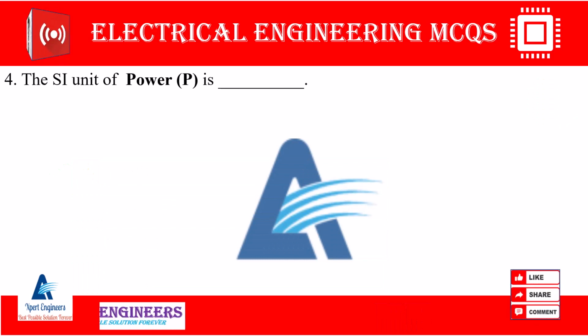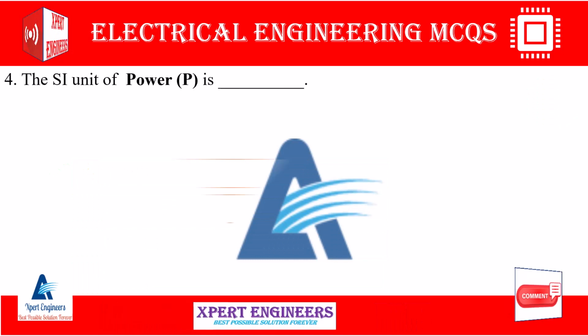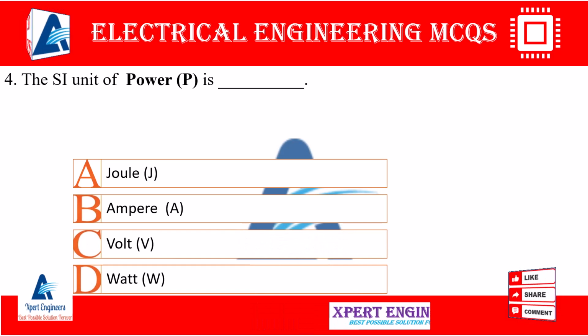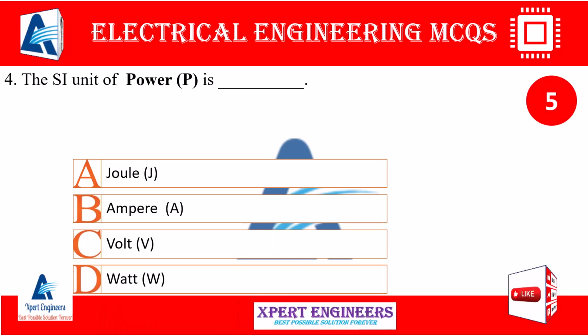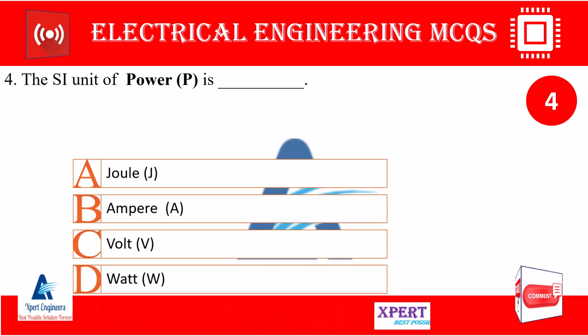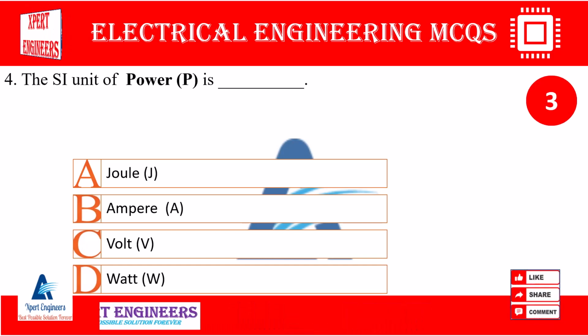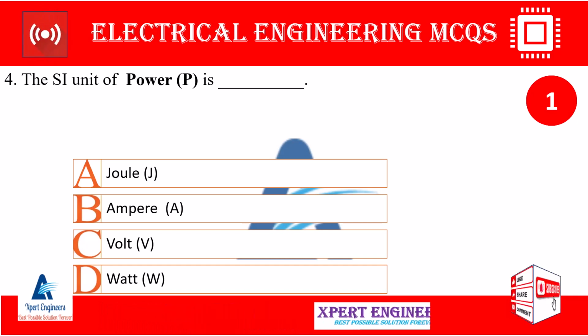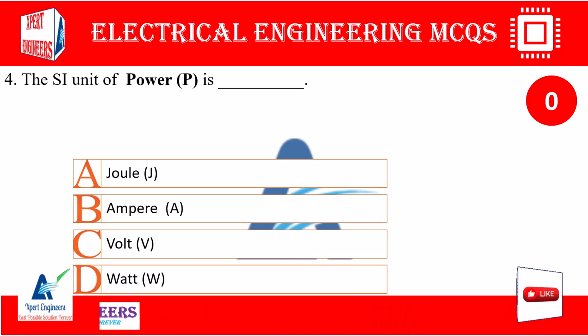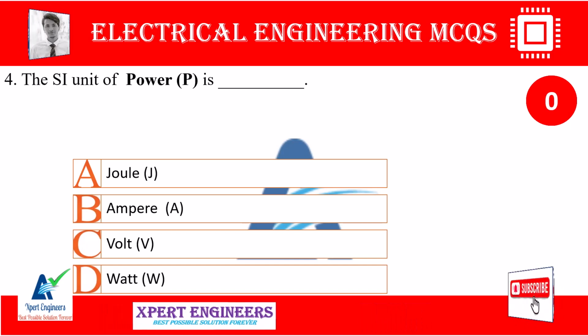Next is the SI unit of power is dash. A. Joule, B. Ampere, C. Volt and D. Watt. The correct option is D. Watt. The SI unit of power is watt.